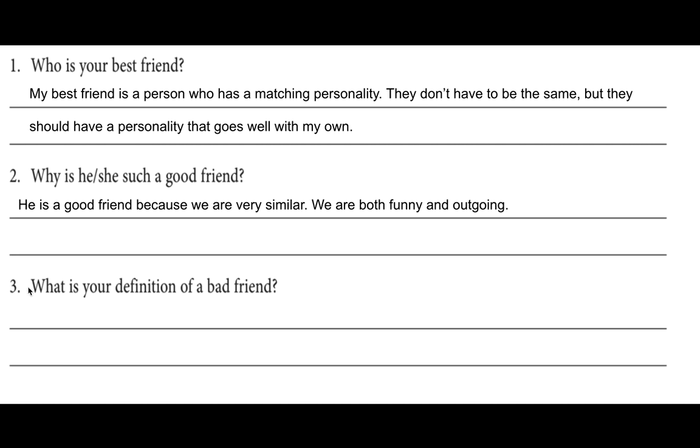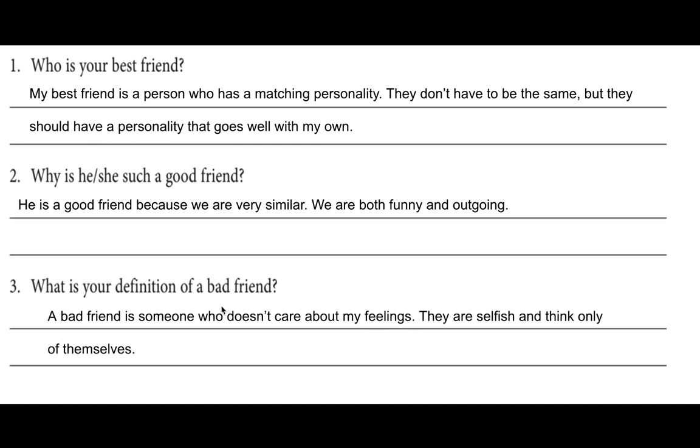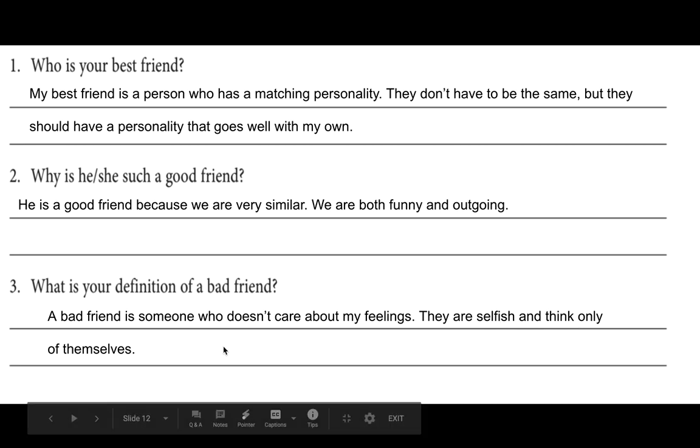And then 3, what is your definition of a bad friend? A bad friend is someone who doesn't care about my feelings. So they don't think about me. They are selfish and think only of themselves.